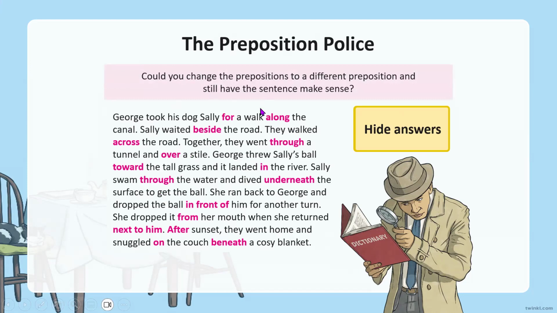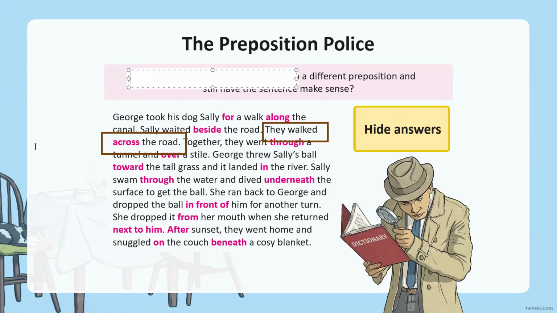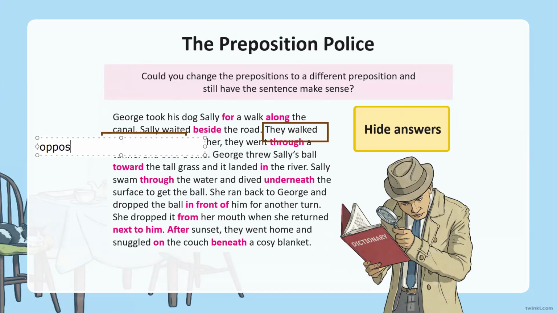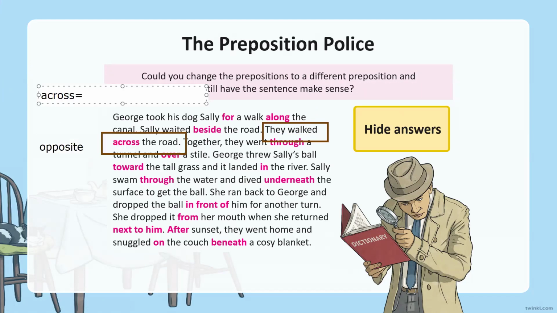Okay. So here, Dolin, I want you to look at the prepositions. Can you change the prepositions to a different preposition and still have the sentence make sense? Okay, so look at this one. What do you mean by that? This is an example. They walk across the road. So we can say they walk opposite the road, because across and opposite mean the same. Is that clear, Dolin?